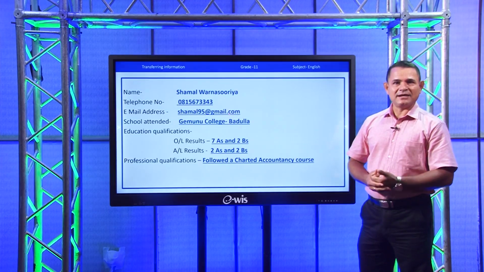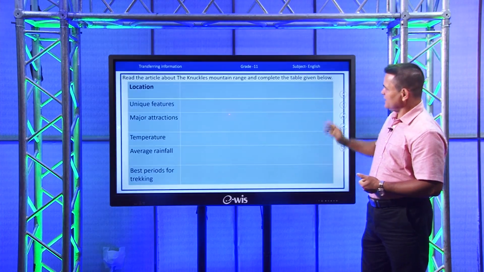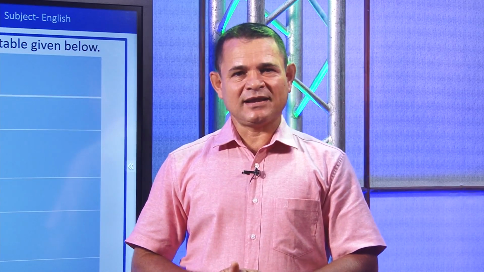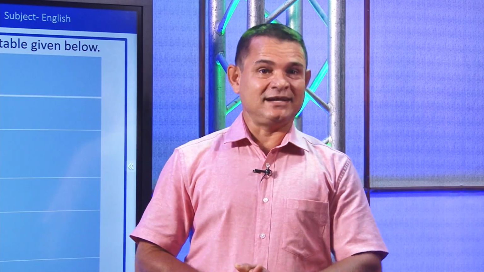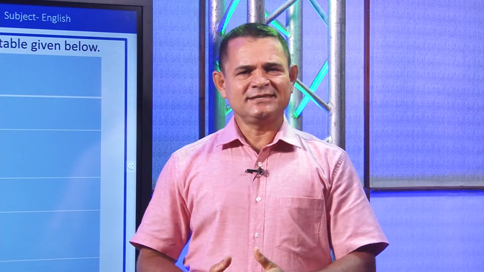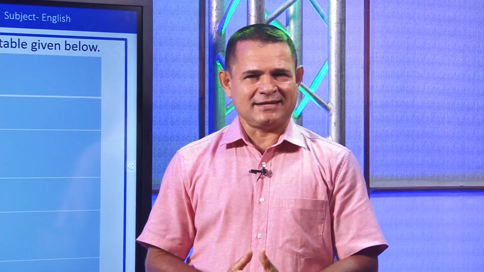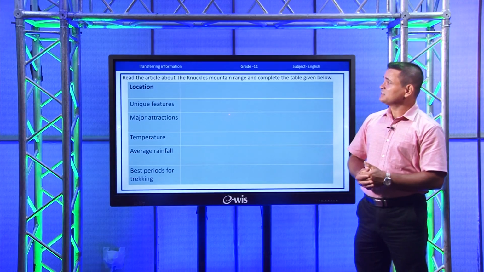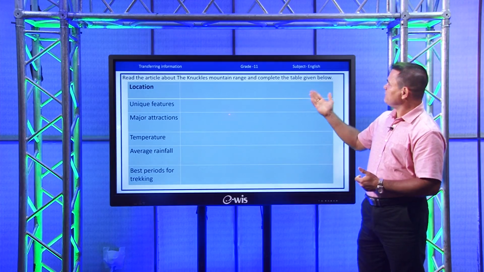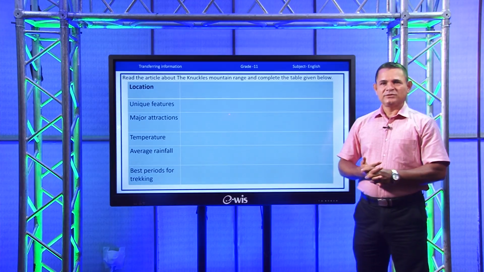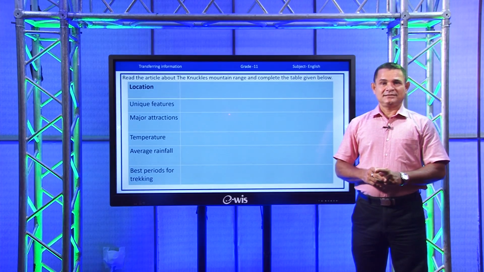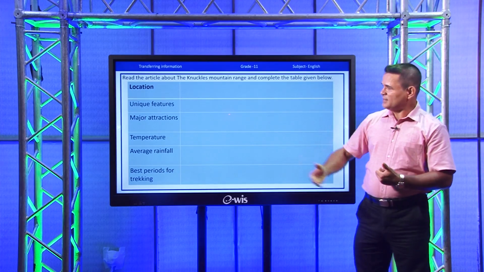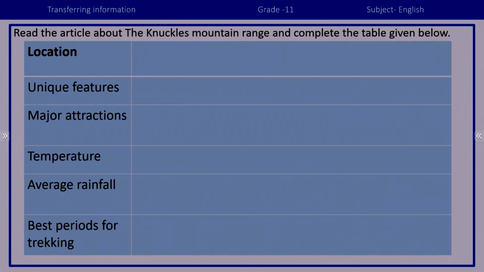That is a different reading text. And let us see the other one. I hope you can remember that at the very beginning we read a paragraph about Mahela Jayawardena, that is about a person. Now, this is about something else. Let us see that. In this activity it says, read the article about the Knuckles mountain range and complete the table given below. So, you are given an article and then you have to read and get that information and complete this table.